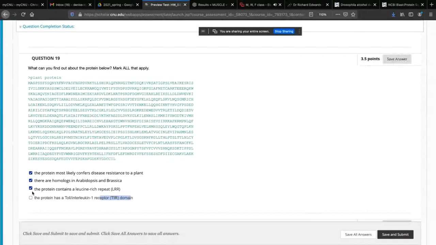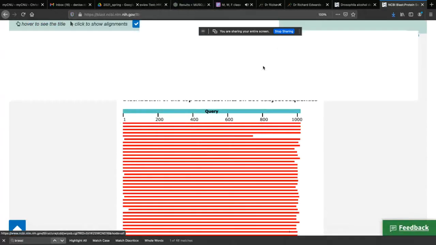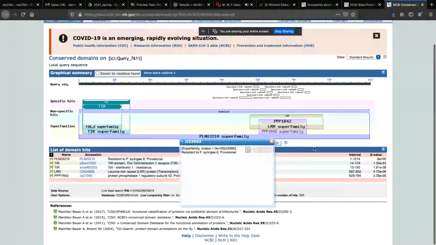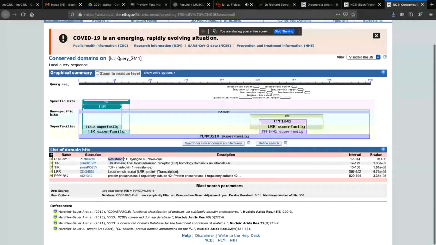What else? Okay, yes. And it has a TIR, Toll/interleukin-1 receptor. Let's see if that is true. What if I click on these? On the leucine-rich repeat, it's going to tell you it has resistance to Pseudomonas syringae. That's a plant pathogen. And look at that, here it is. Yes, it does have that. So this question was basically to entice you to click around and find the motifs and find what those motifs do.